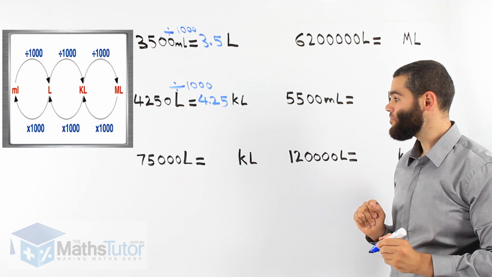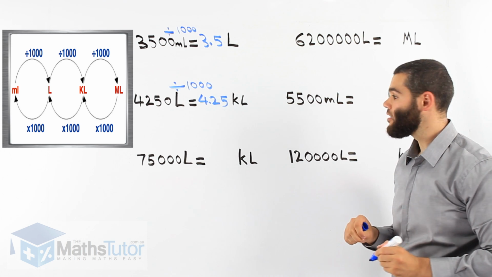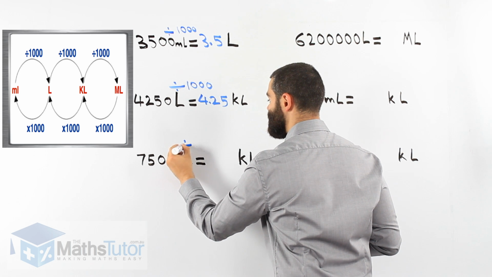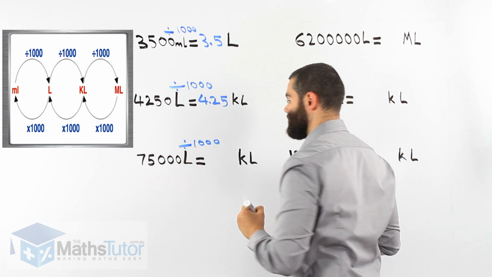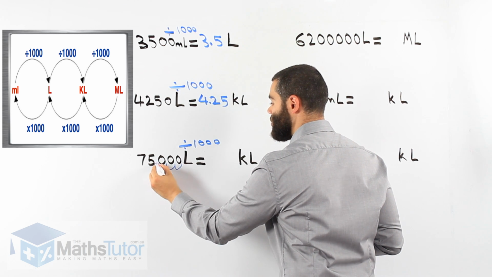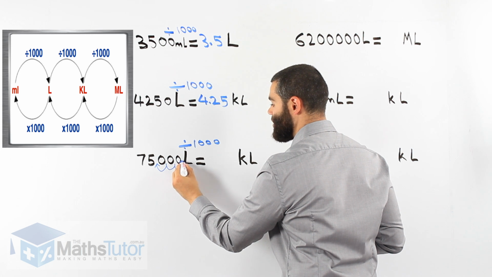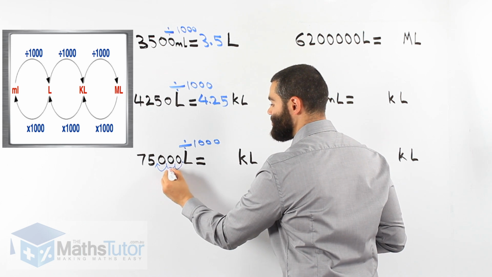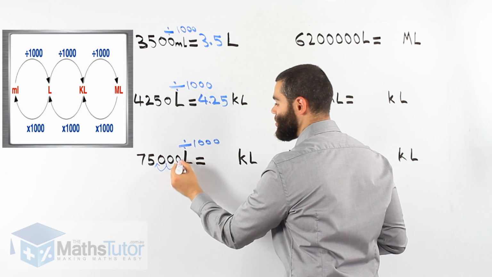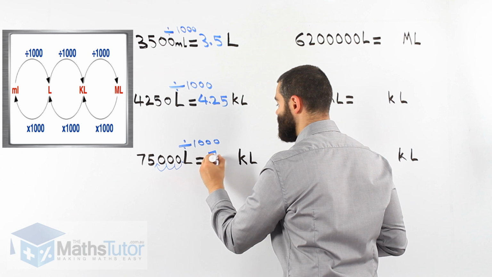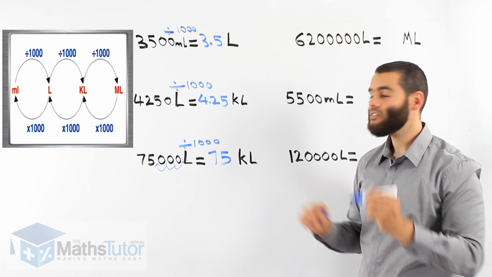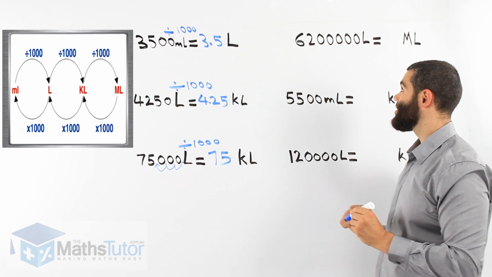75,000 litres to kilolitres. From litres to kilolitres, once again, we're dividing by 1,000. So divide by 1,000. 1, 2, 3. Our point is normally here because it's a whole number. We go back and divide 3 times because we're dividing by 1,000. 3 zeros means we go back 3 times. 75 kilolitres. So 75,000 litres, 75 kilolitres.